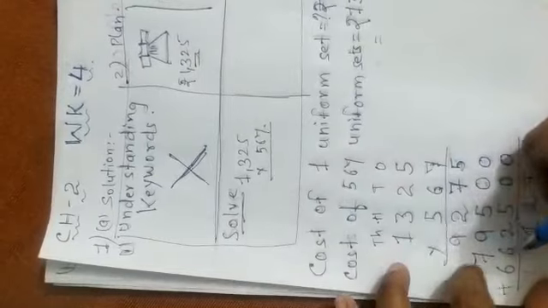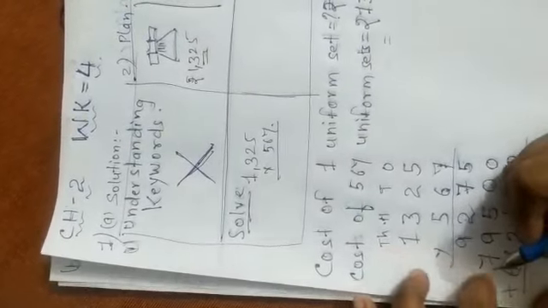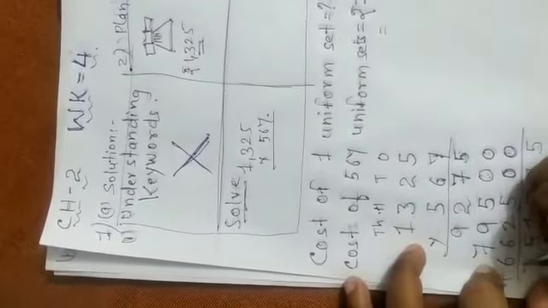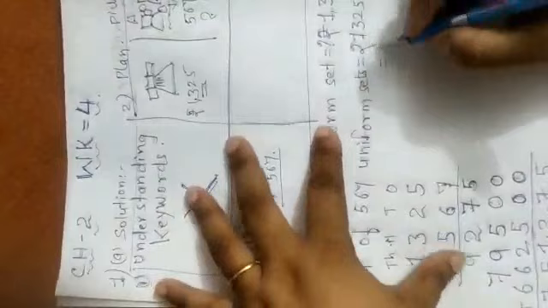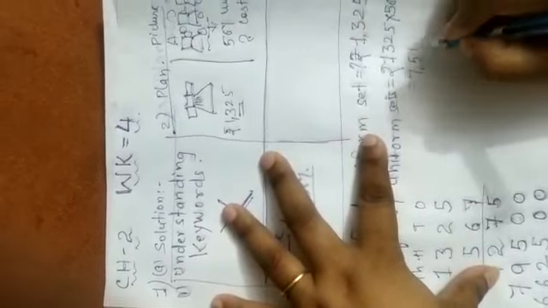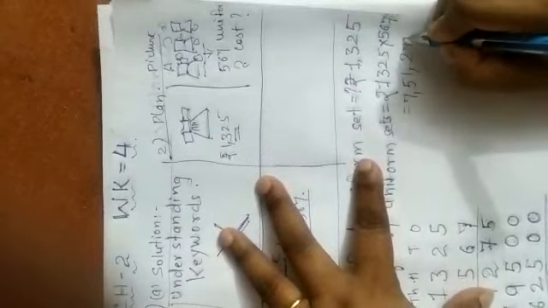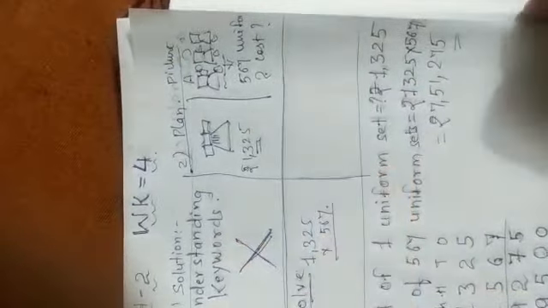2 plus 7, 9. 9 plus 6, 15. 5, I put down 5 here, and then take 1 as a carryover. 6 plus 1, 7. So the cost of 567 uniform sets is 7,51,275. This is the answer.